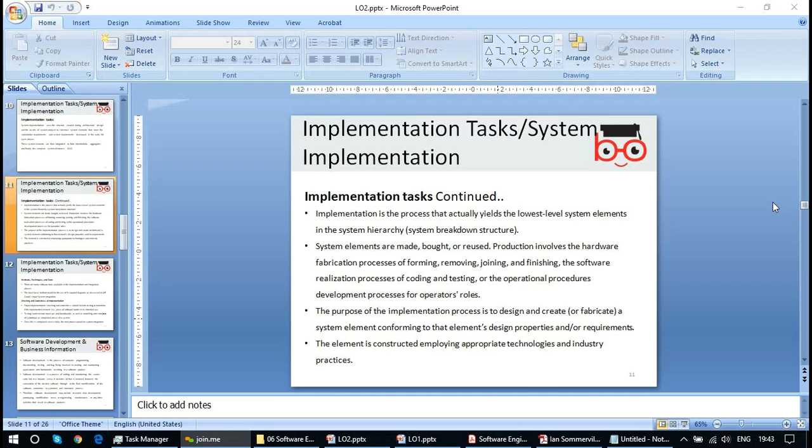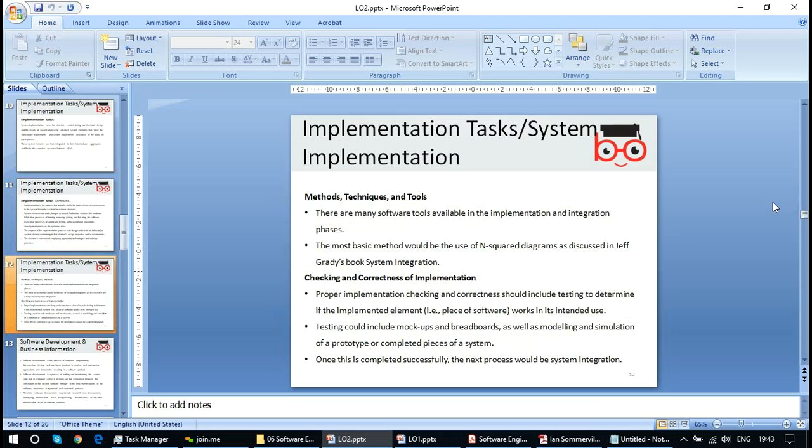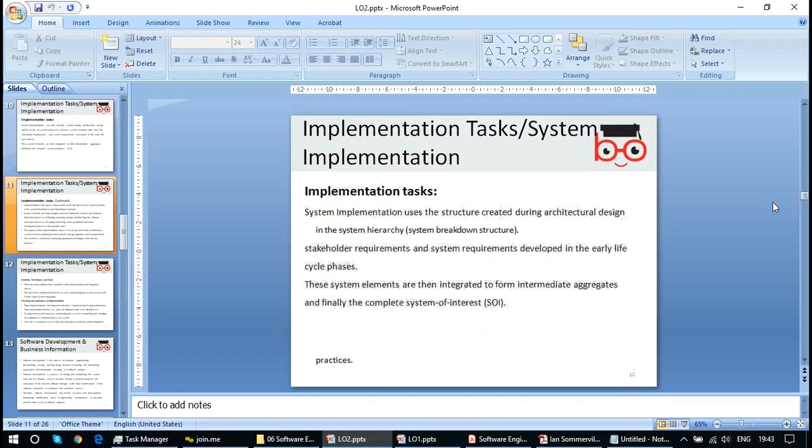The purpose of the implementation process is to design and create or fabricate a system element conforming to the element's design, properties and requirements. The element is constructed employing appropriate technologies and industry practices. So that's too theoretical, unfortunately. But overall, the talks we have been having are a little more detail into the phases of software development, isn't it?